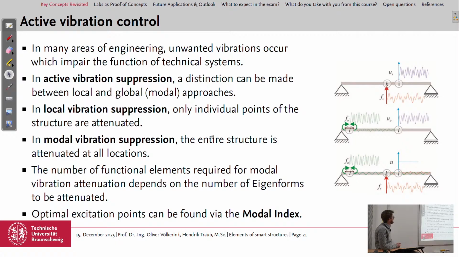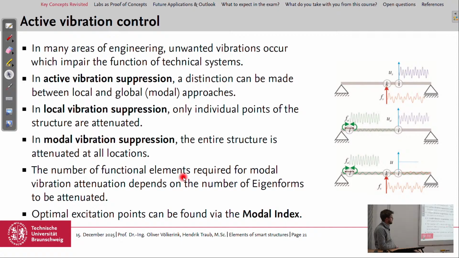And then active vibration control, which was the last lecture, or the lecture before. We want to suppress unwanted vibrations. This could be achieved by active vibration suppression, either local vibration suppression, where we only want to damp one specific point, or modal vibration suppression, where we damp whole eigenmodes, so we reduce the vibration on the whole structure, but not only on single points.